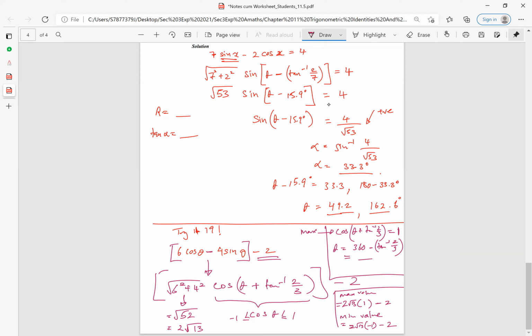Okay, so the same goes for minimum value. You have to equate cosine theta plus tangent inverse 2/3 equal to -1. Are you clear? Okay.